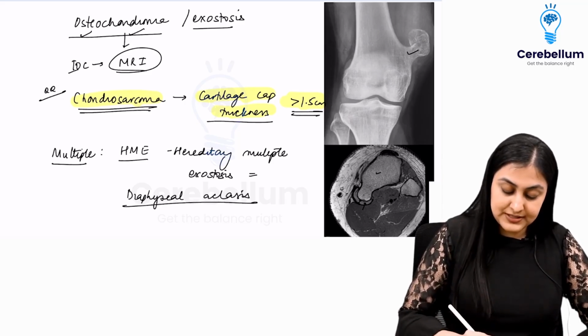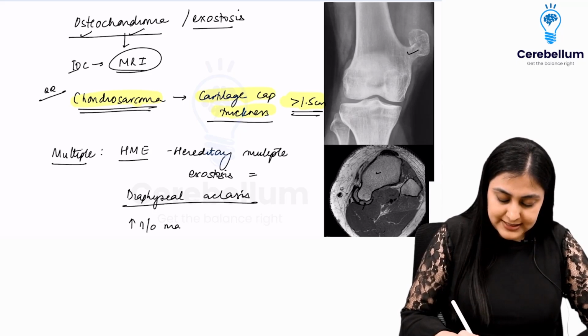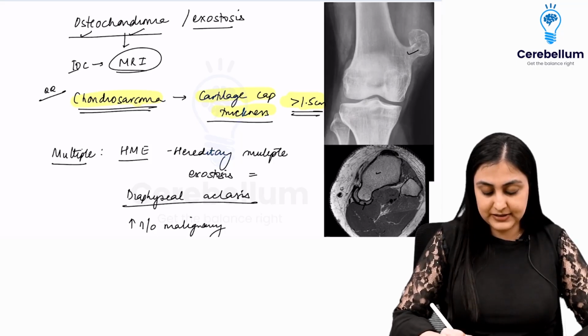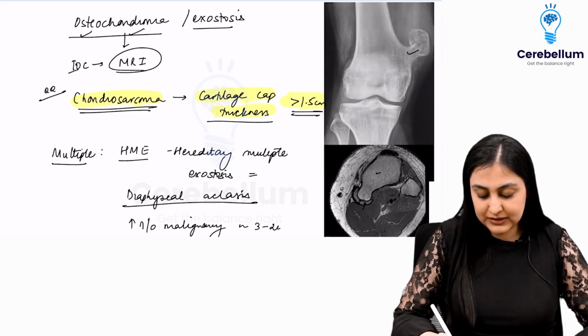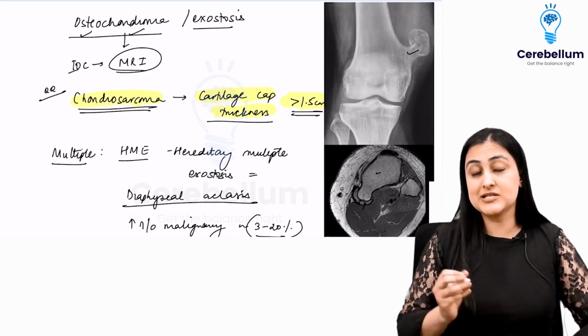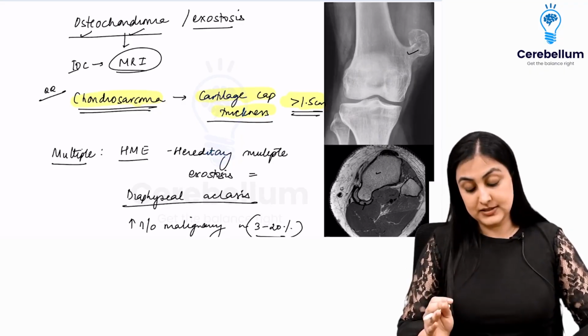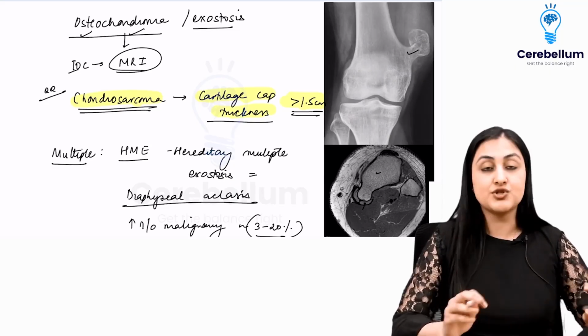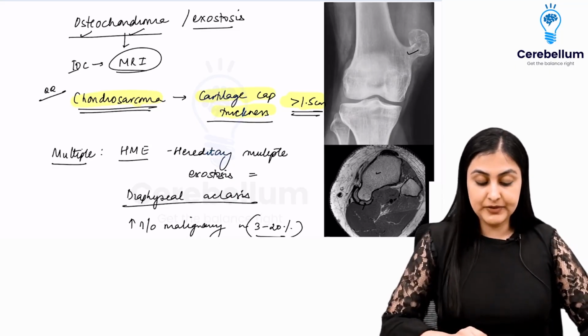The importance is there is higher risk of malignancy as compared to those having a single lesion. Okay, so there's a higher risk of malignancy which could be somewhere around 3 to 20%. So a wide range, somewhere around 3 to 20%. Okay, so that is what you want to remember as far as osteochondroma is concerned.